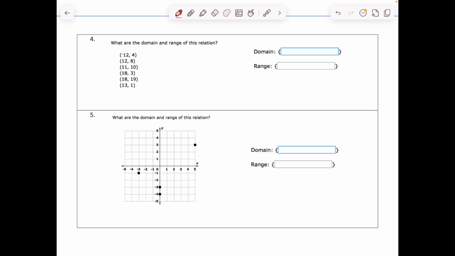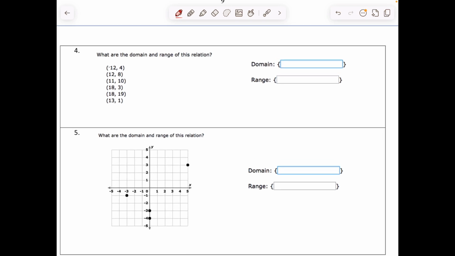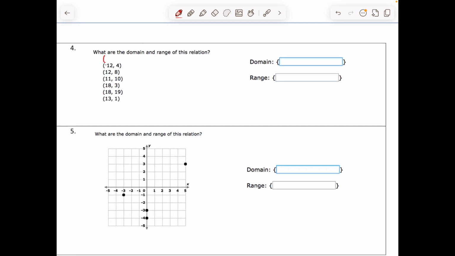Okay, so if you're unpausing right now and you've gotten a chance to try them, wonderful. If not, then you just heard me take a weird long pause and you're going to continue like nothing happened. So what is number 4 asking?